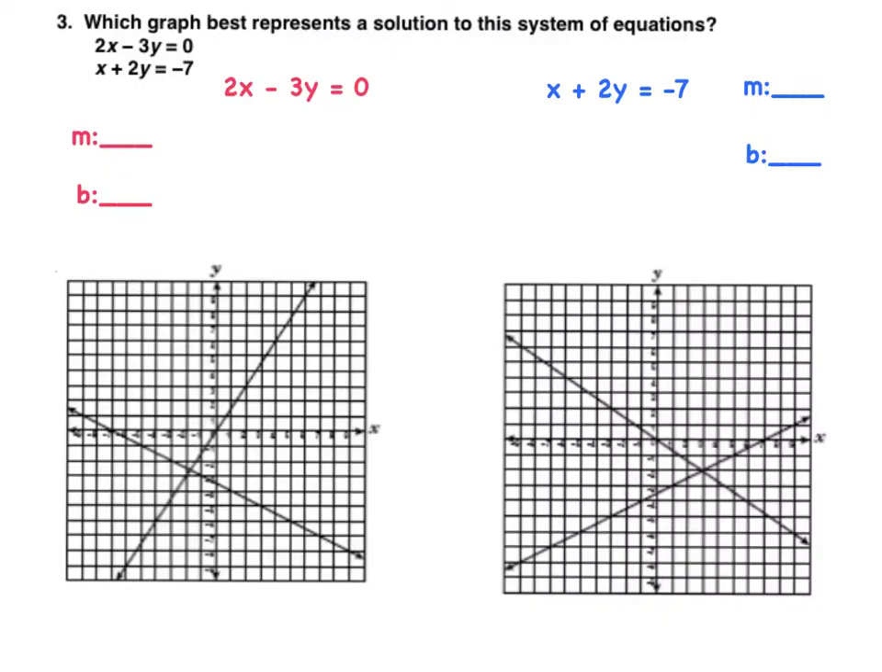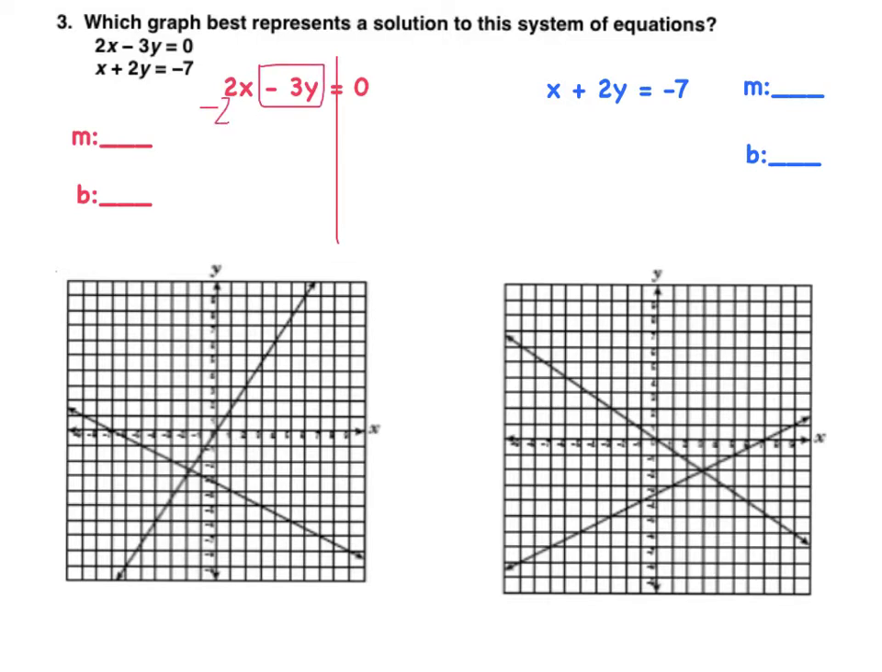Number 3, which graph best represents a solution to the system of equations? So notice what I went ahead and did was I wrote the two equations out because I obviously need to solve for y in order to figure out which ones look the same. Okay, so let's solve for y on the first one. First I box my variable, and it's always, in this case, the y value.